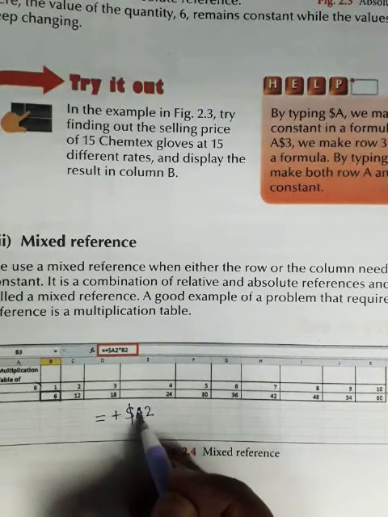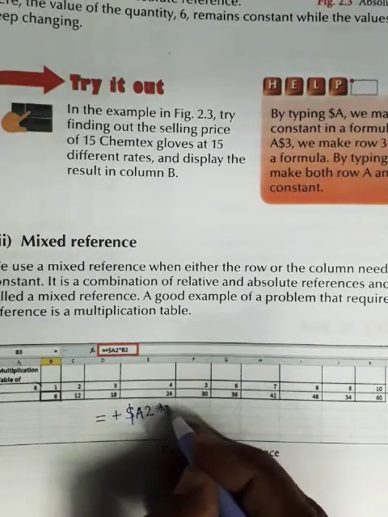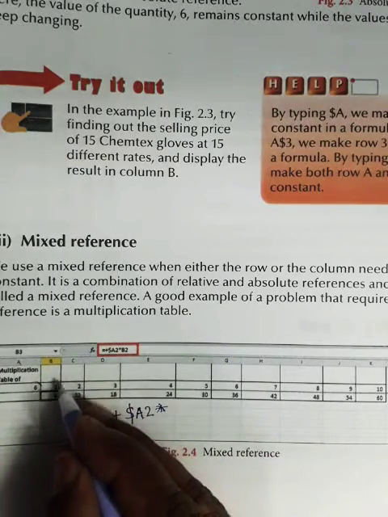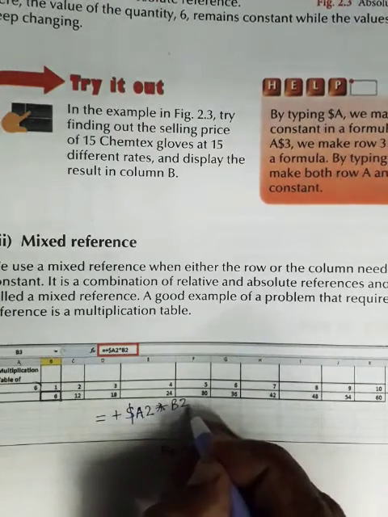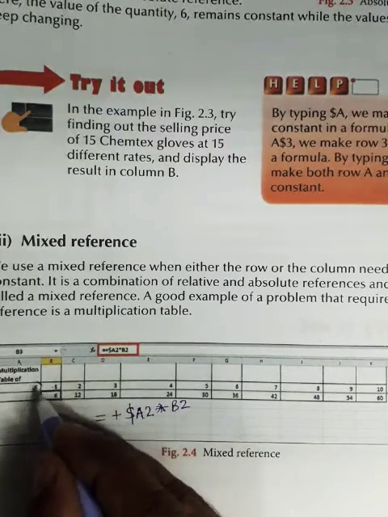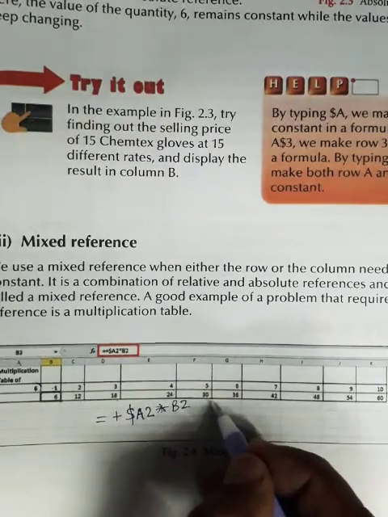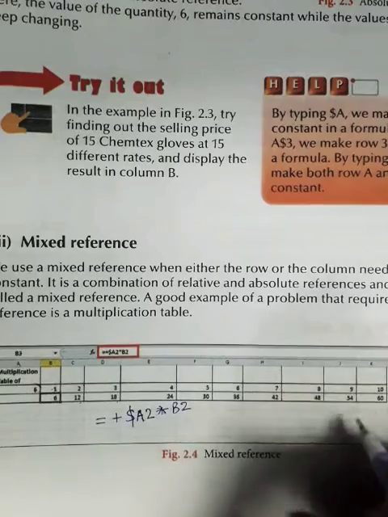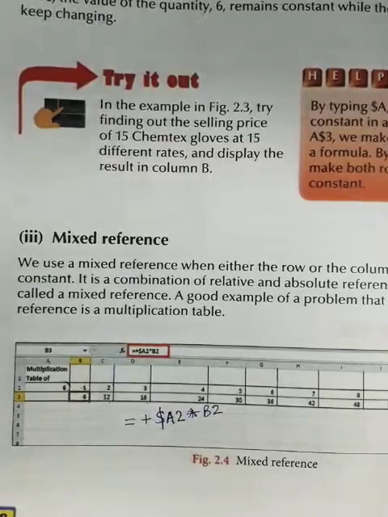That's why dollar A2 is the 6 of the table, and then multiply by, this is the asterisk sign, B2, because this will start from the first column, B2. We write B2 for the multiplication with 1. 6 multiplied by 1, then 2, then 3: 6 ones are 6, 6 twos are 12, 6 threes are 18, 6 fours are 24. Like this your multiplication will be completed. This way we use mixed references.